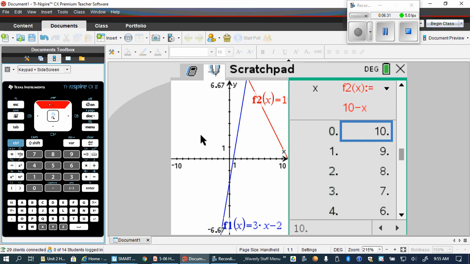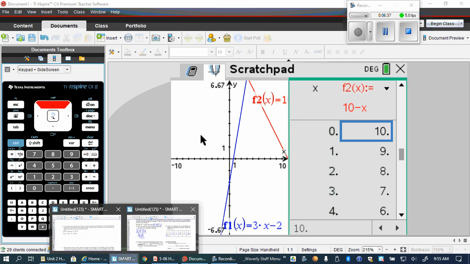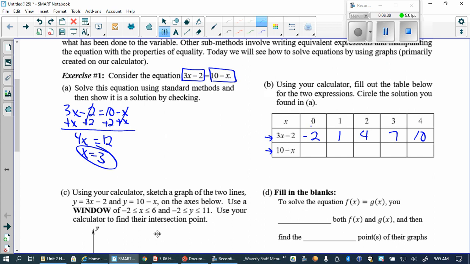So let's copy. So this is our 10 minus x outputs. Right? So let's put those in. We got 10, 9, 8, 7, 6. Okay. Can you guys see from that table where the solution to this equation is?